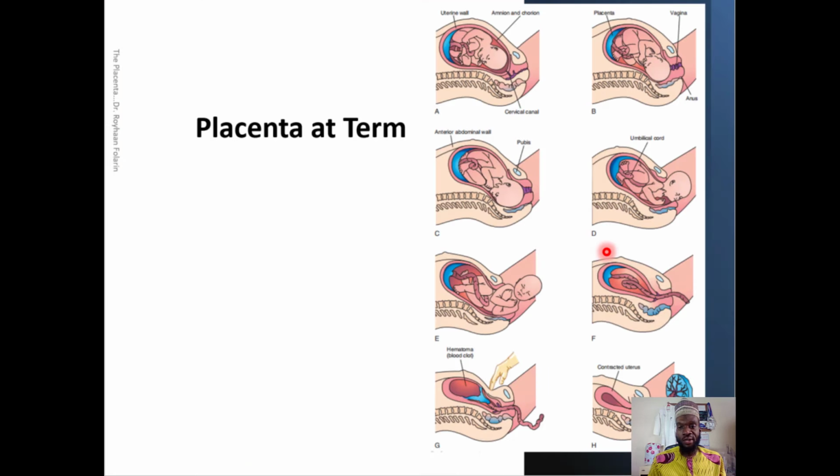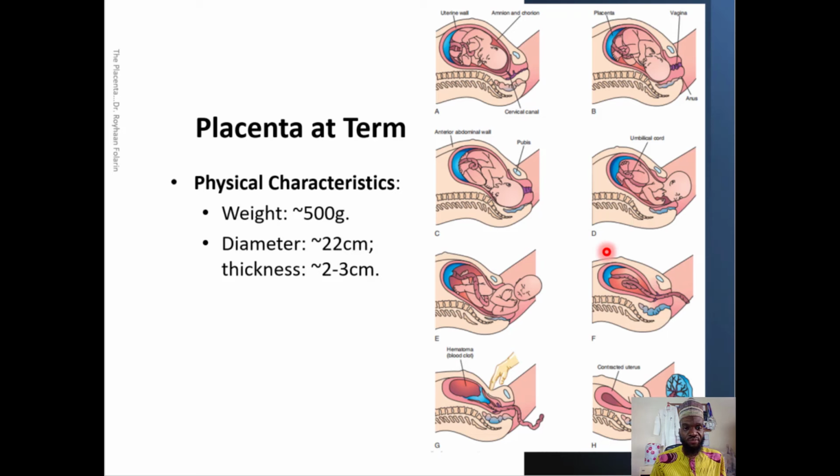So let's go further into appreciating the placenta at term. Because at term, the placenta is well adapted as an organ that is fully equipped to support the fetus and transition during childbirth. So here we would appreciate the cervix dilating. Typically at term, the placenta weighs approximately 500 grams and has approximately 22 centimeters of diameter, with an approximate thickness of between 2 and 3 centimeters.